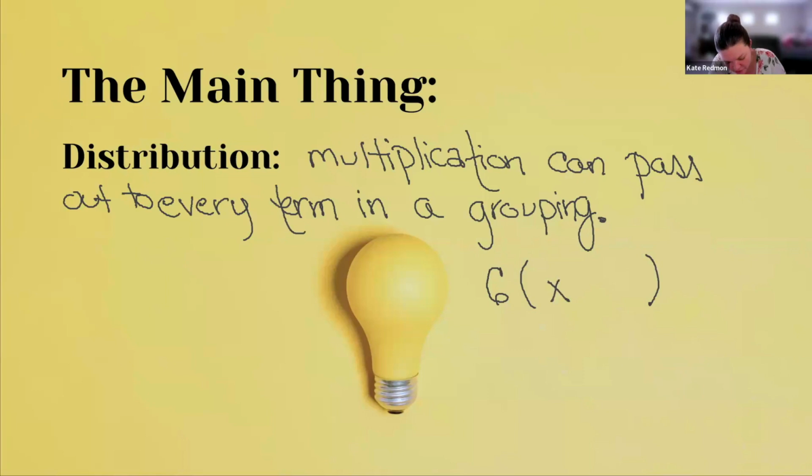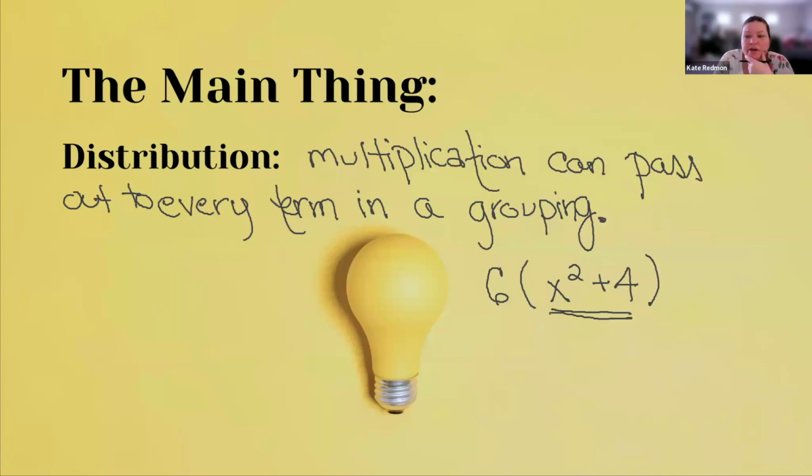For example, 6 times the quantity x squared plus 4. Usually when we look at something like this, we would go, oh, hey, there's more than one thing to do. I should hit up the order of operations. There's multiplication here, but there's also addition here. The order of operations would tell us to tackle the grouping first. Look at this grouping.